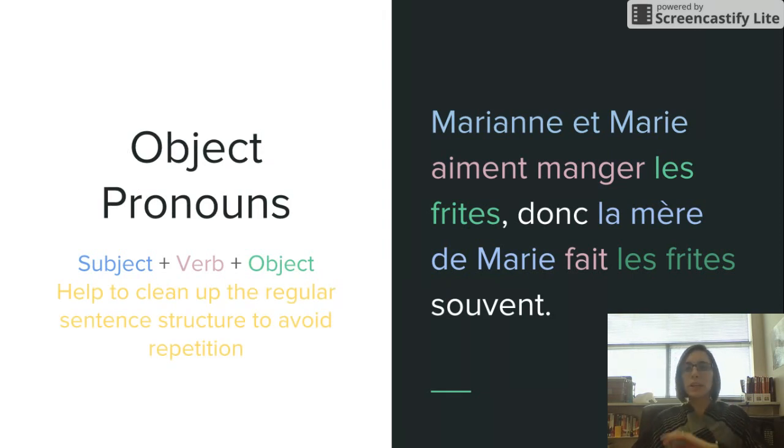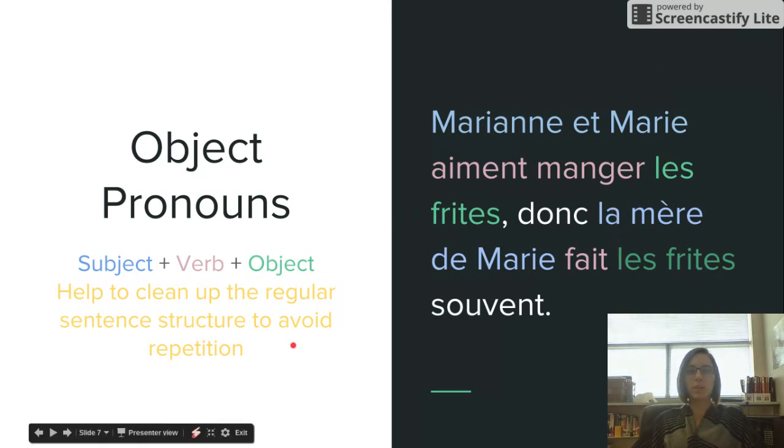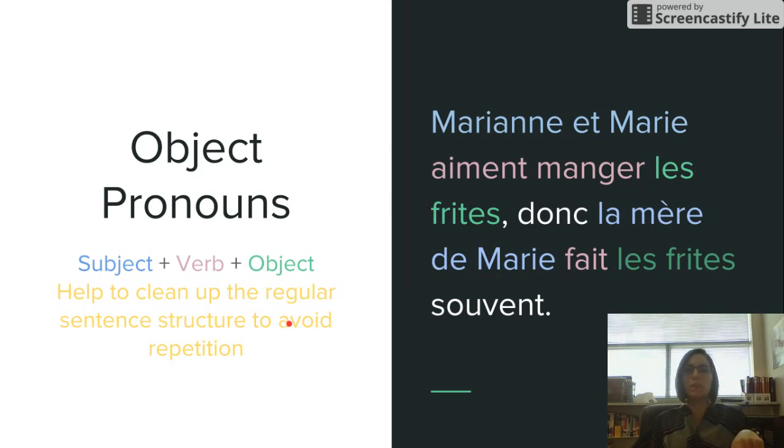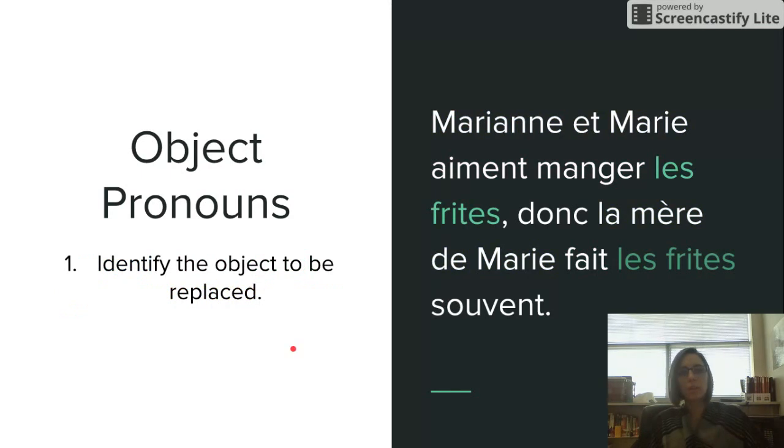Now, in order to clean this up a little bit, because we repeated les frites twice, we can actually avoid repetition with our object pronouns. So let's take a look at how we identify our object pronouns. Okay, the first thing that we need to do is identify the object of a sentence, which is the only thing that we can replace with an object pronoun.